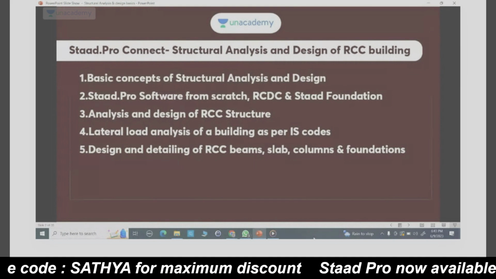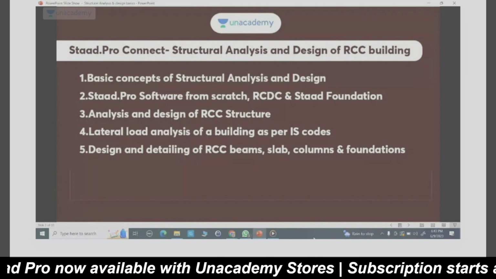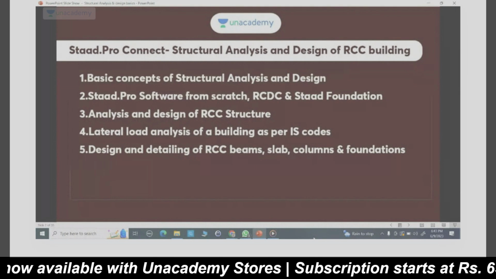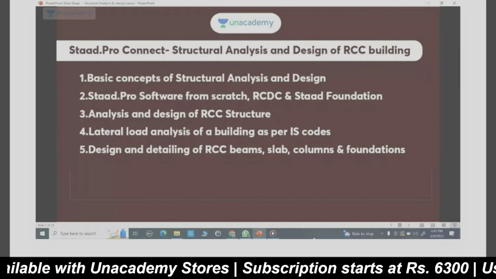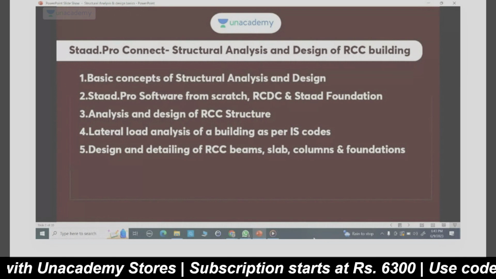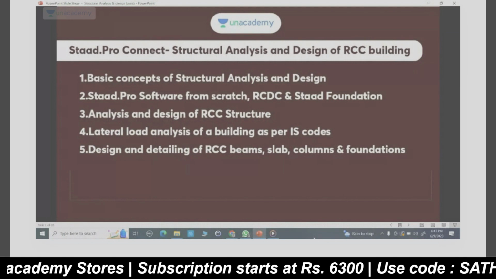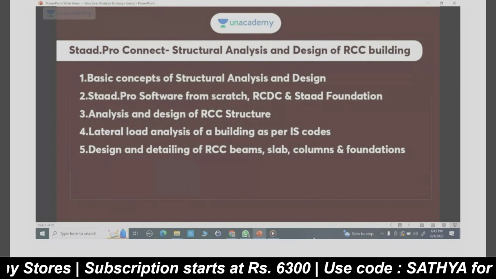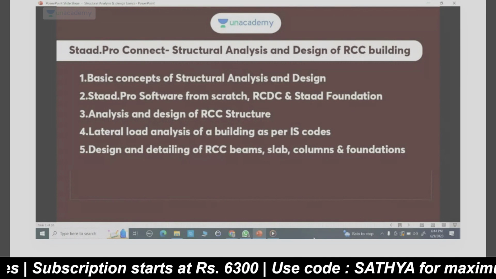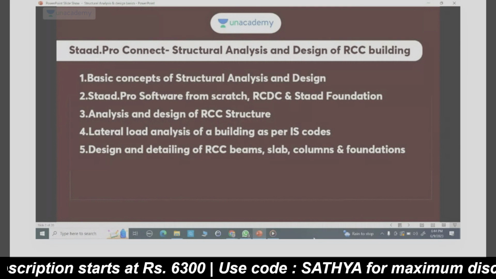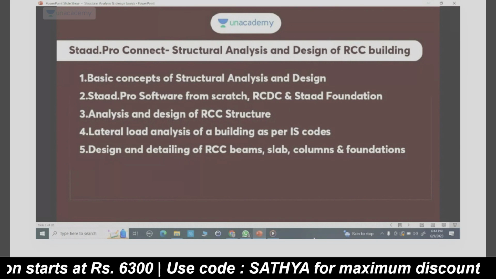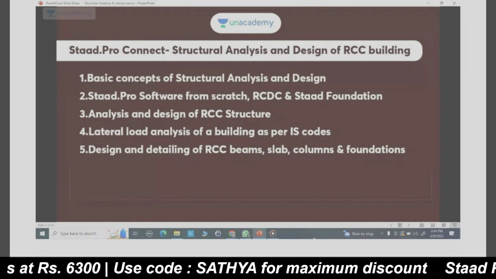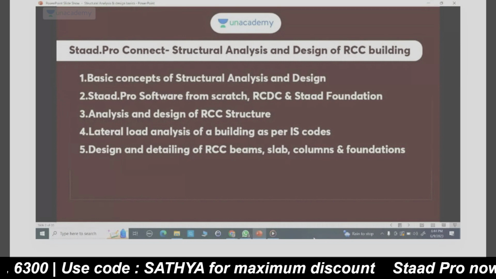Lateral load analysis is a very important one. Lateral load analysis means earthquake design and earthquake analysis, and then wind load analysis will come under this. We will do that as per IS codes and standards. And finally, we'll do the detailing of the structural members: beam, slab, columns and foundations. This is the overview of the course.